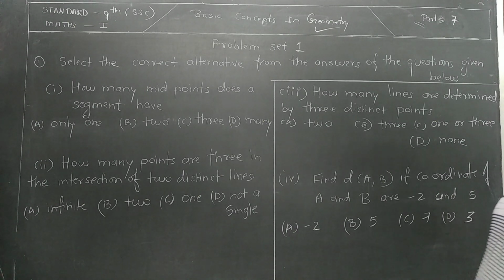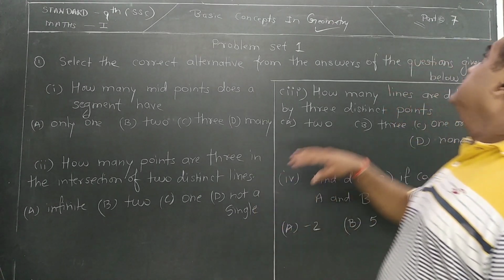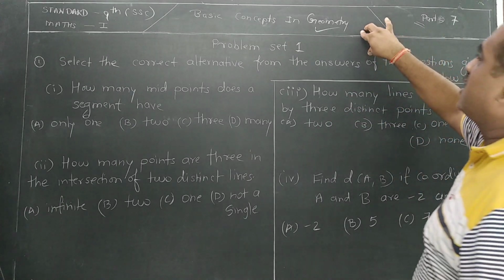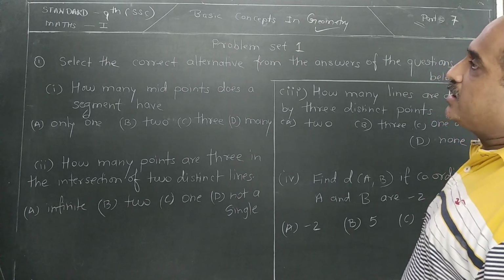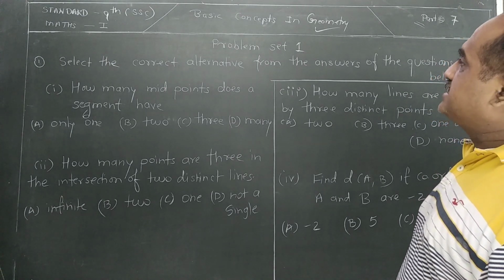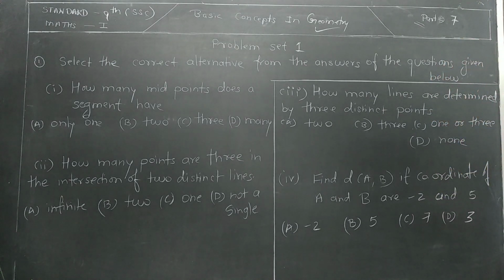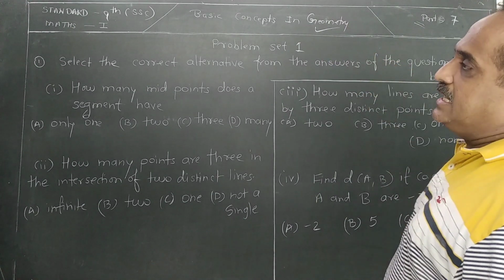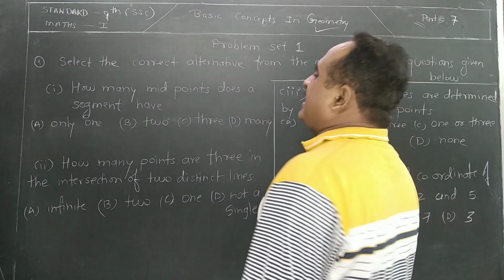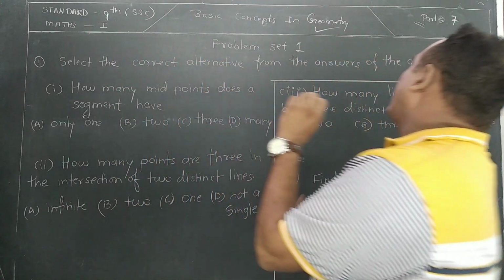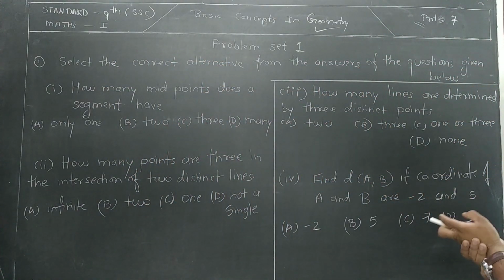Students, we are going to start with the seventh part of basic concept in geometry. I think it is the second last part for your chapter basic concept in geometry. Today we are going to start with the problem set, and the first question of the problem set is: select the correct alternative from the answers of the questions given below.